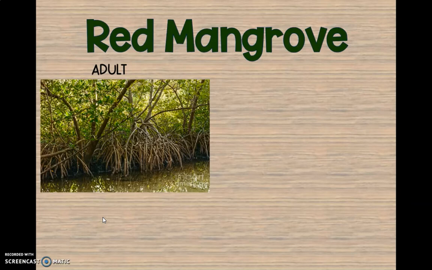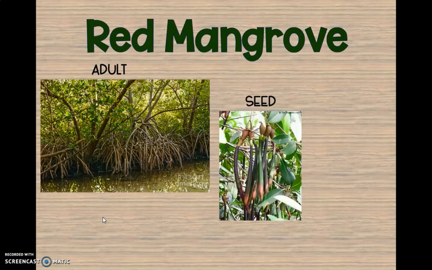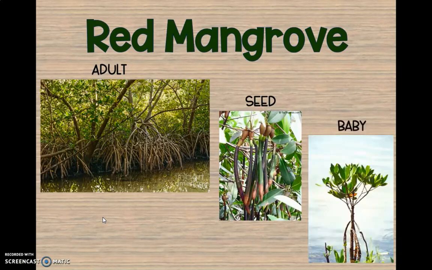Now, let's check out what the red mangrove seed looks like. This is a really big seed because it's going to one day grow into a really big tree. Once the seed drops into the water, digs itself into the soil under the water, it is going to grow into a baby. Look at this cute little baby. I can only count 1, 2, 3, 4, 5 roots. But if I try to count all those roots under the adult, oh my goodness, that would take forever.